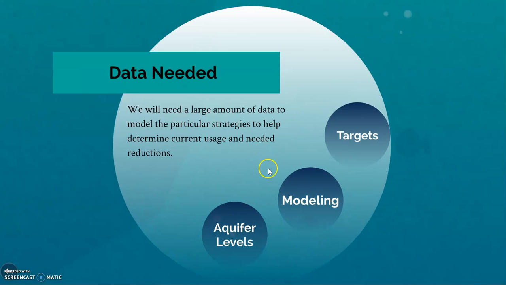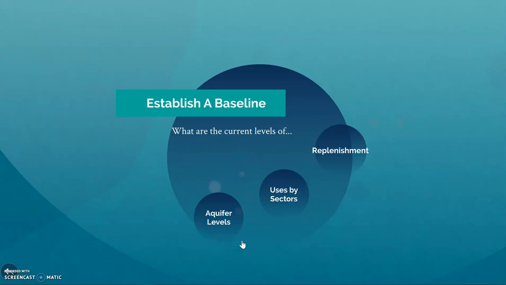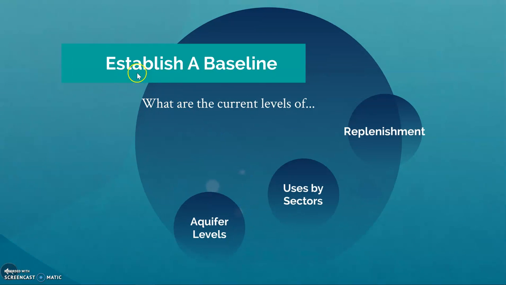So the first thing we need to do is gather data. We're going to need to gather lots of data in order to be able to model particular strategies to help us determine the current usage, what the current needed restrictions or reductions in usage would be in order to help maintain those levels and the usages. So with regards to the aquifer, we want to establish a baseline.